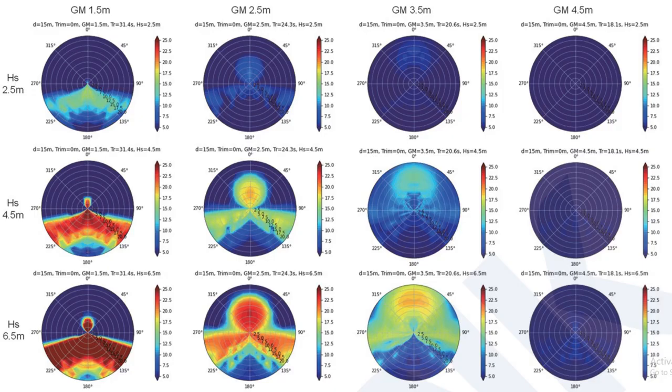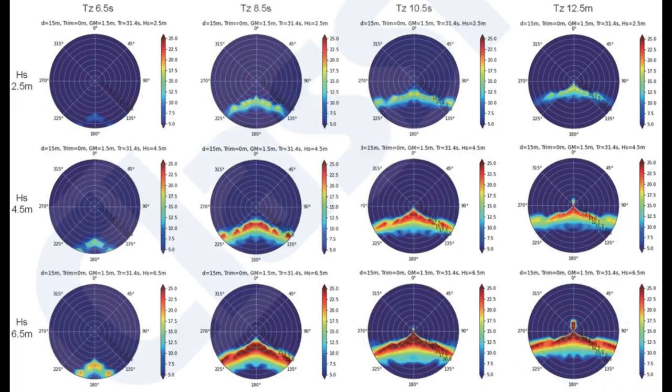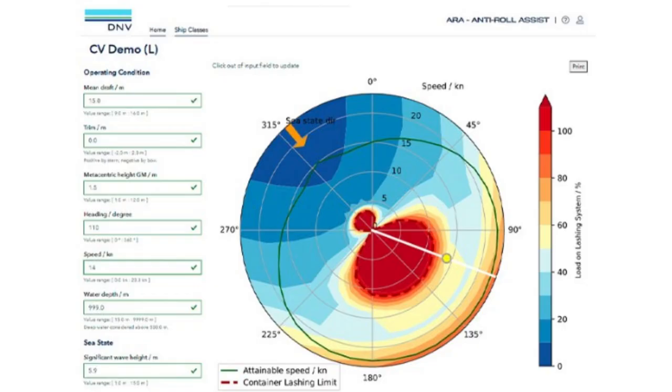By looking at the polar diagram, the captain can see whether the ship is operating in or near a risky situation and conclude whether changing the speed or course is the best option to avoid a roll risk. The anti-roll assist applications can be used as a standalone product or be integrated in other ship software systems.